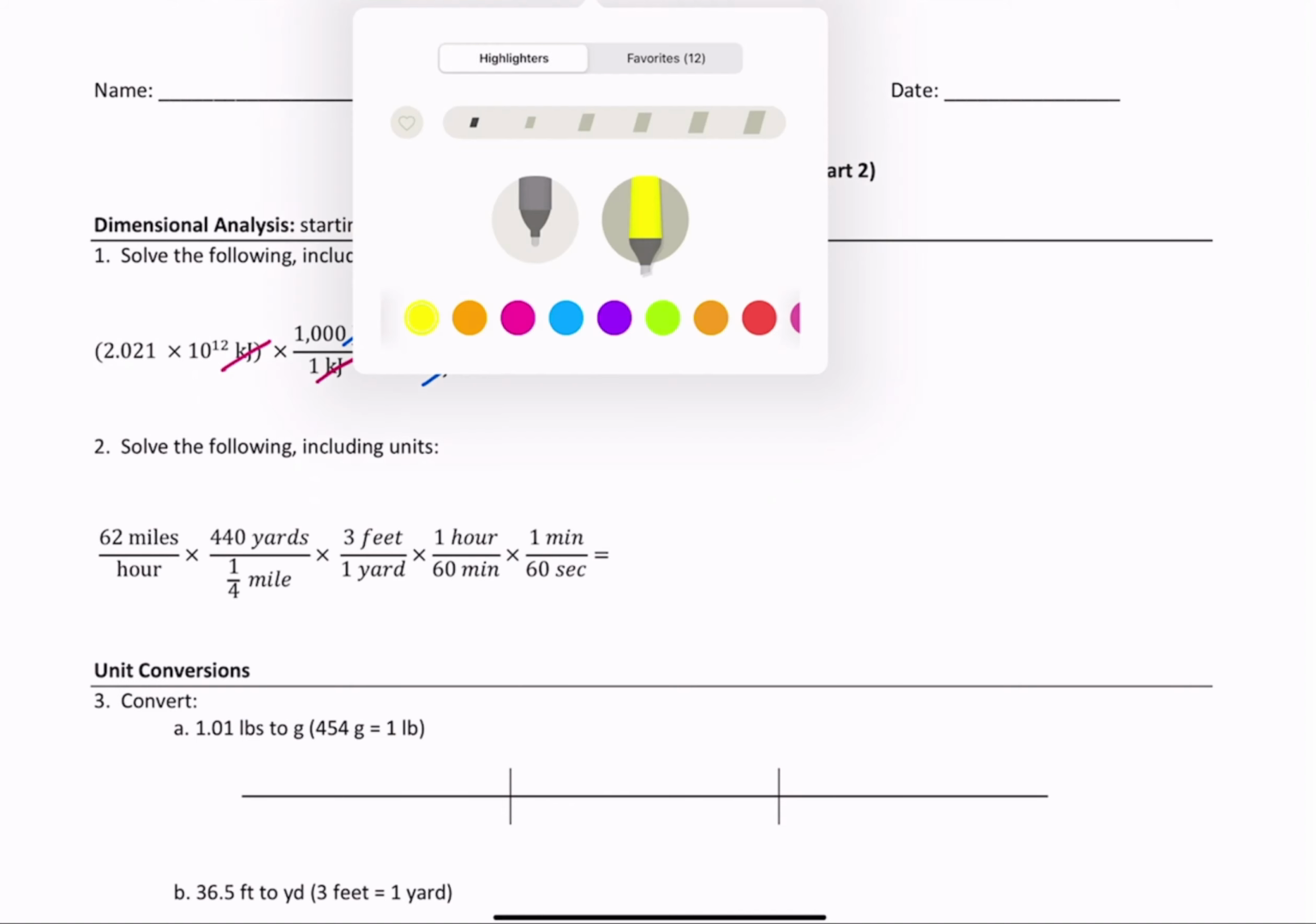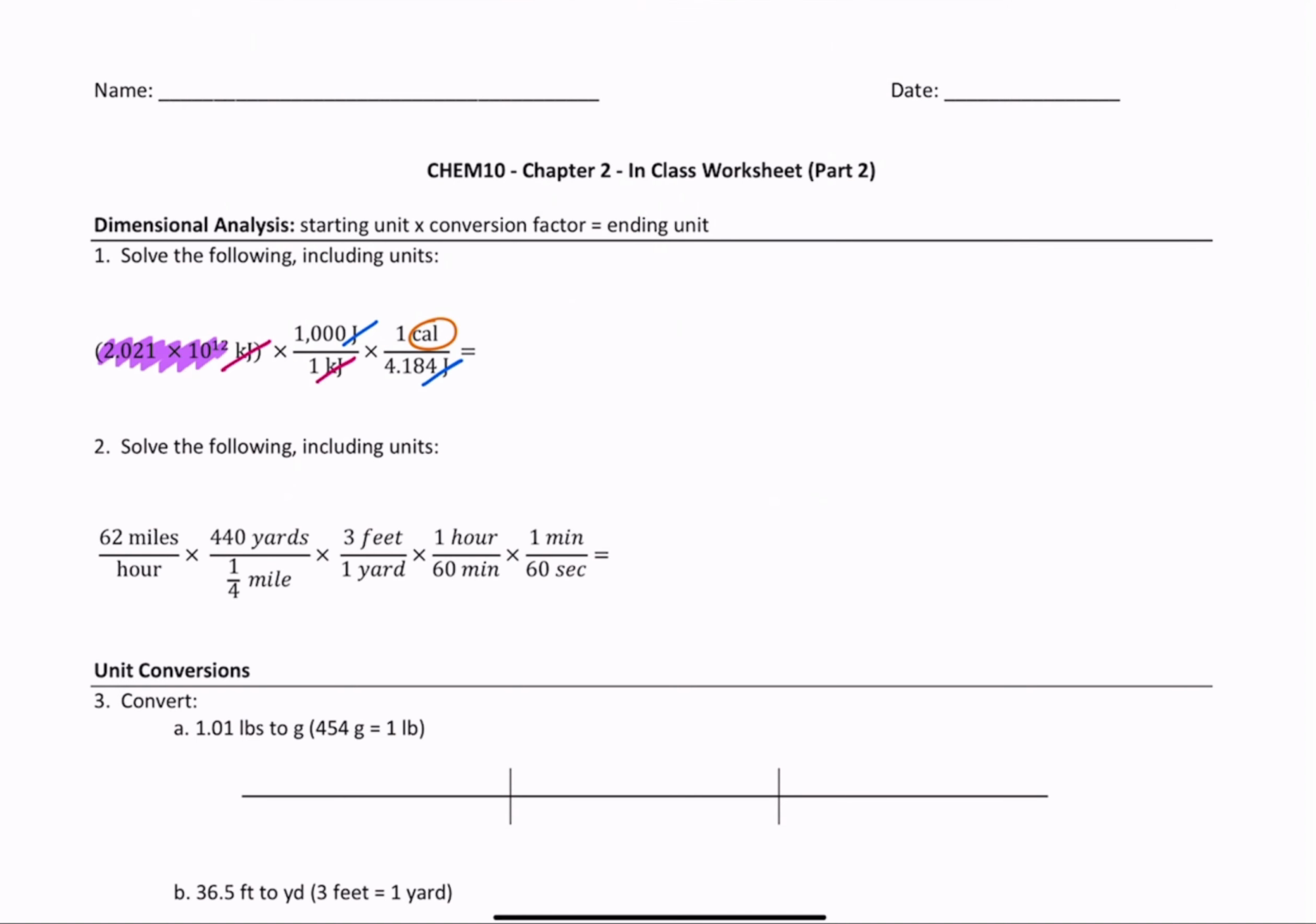I'm going to plug in the numbers into the calculator. So what I will do is 2.021 times 10 to the 12th times 1,000 over 4.184. When I type this on my calculator, I get 4.83033059 blah blah blah times 10 to the 14. I don't remember the unit. We were left with calories, cal, small letters. Now that we have done this, we're going to take care of sig figs.